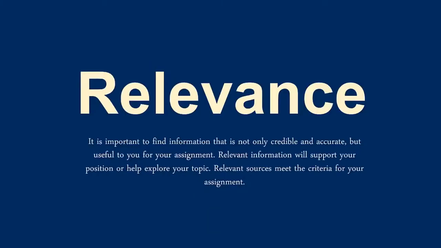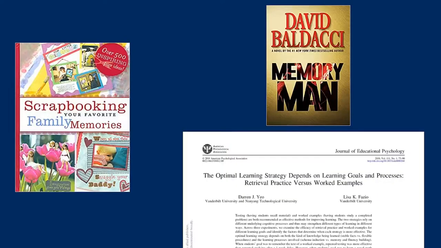Relevance. Relevance is checking that the information is not only credible and accurate, but also on topic, appropriate, and useful for your information need. Check your professor's assignment instructions carefully. Does your professor specify which kinds of sources you can use for the assignment? Consider the intended audience for the source. All three of these sources came up in searches for memory, but only one is on topic.